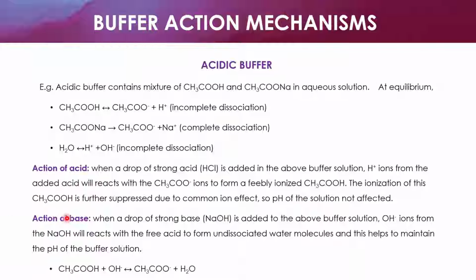Action of base on the acidic buffer. When a drop of strong base like sodium hydroxide is added to the above buffer solution, OH ions from the sodium hydroxide will react with the free acid to form undissociated water molecules, and this helps to maintain the pH of the buffer solution. So this is the chemical reaction explaining the action of a base on an acidic buffer.